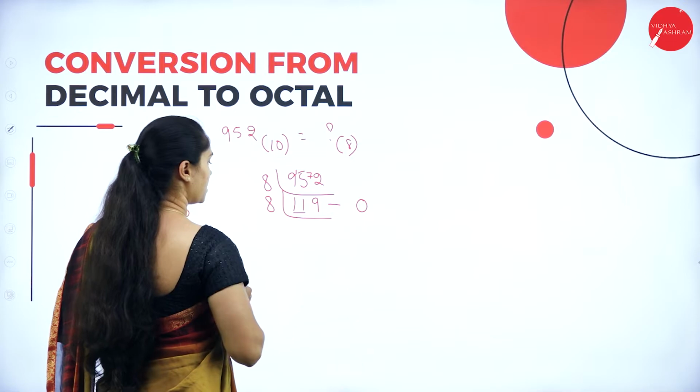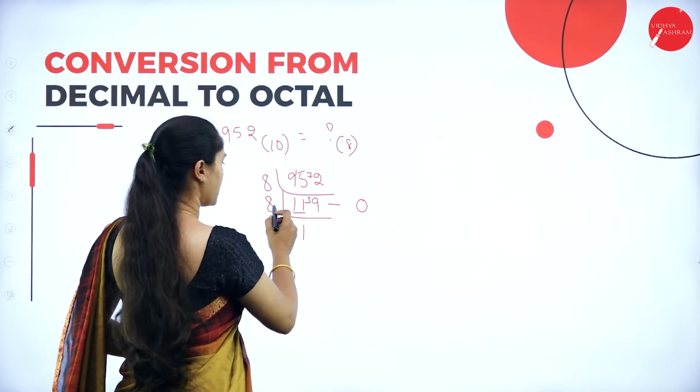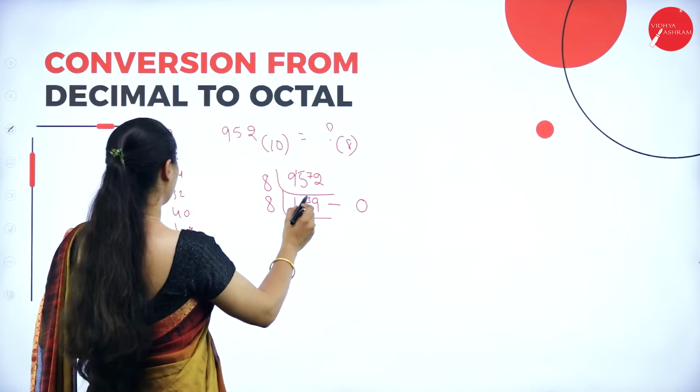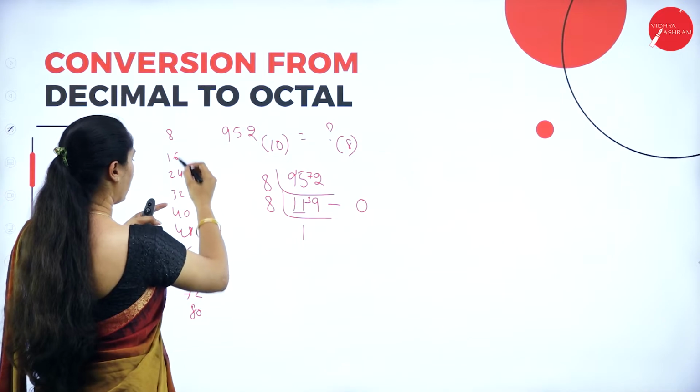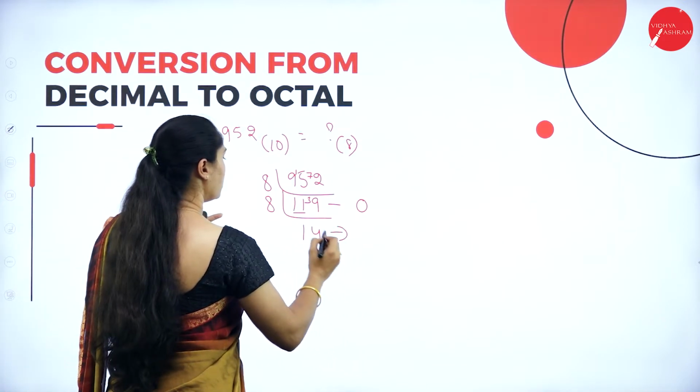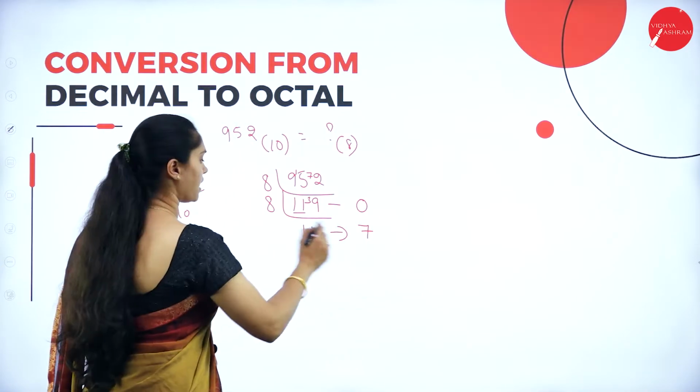Then I will take the digit 2. 8 ones are 8. The remainder will be 3. 11 minus 8 is 3. So it will become 36. So I have to go with the number 4. 8 4s are 32. So 39 minus 32. The remainder will going to be 7.